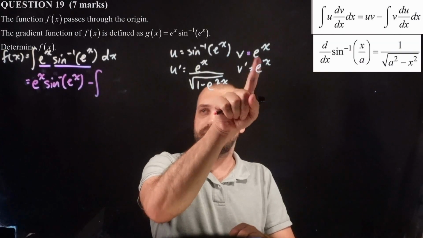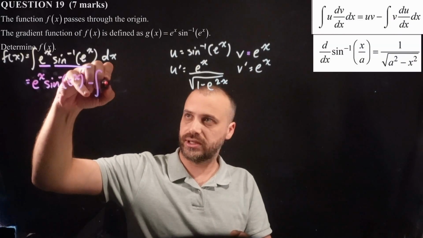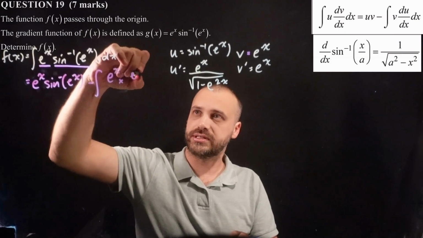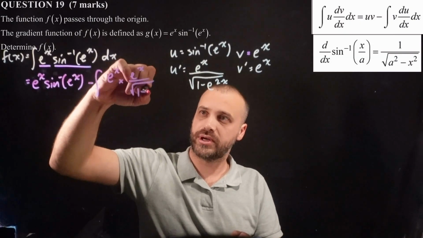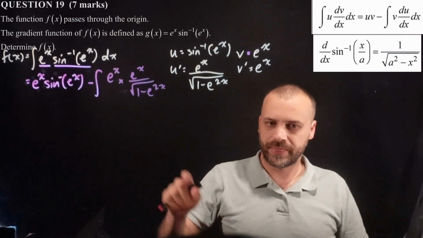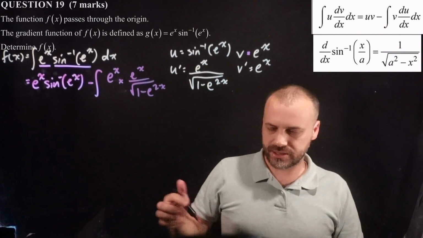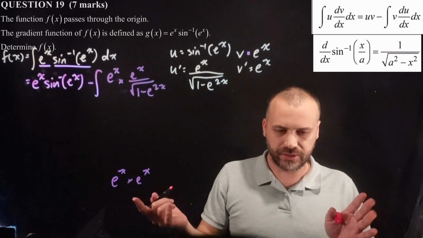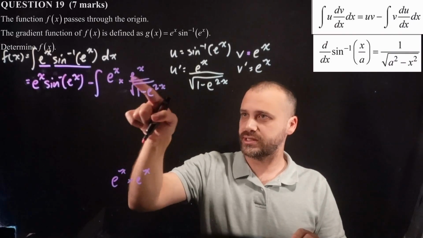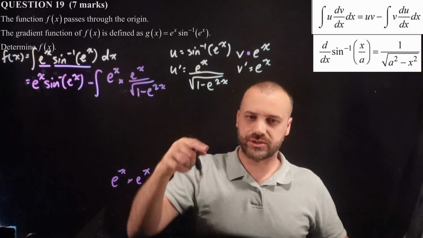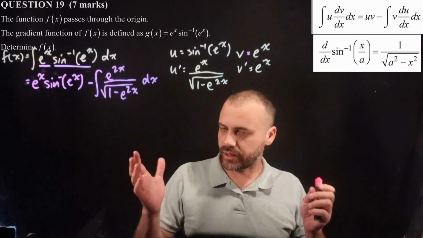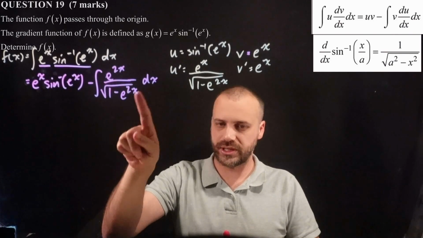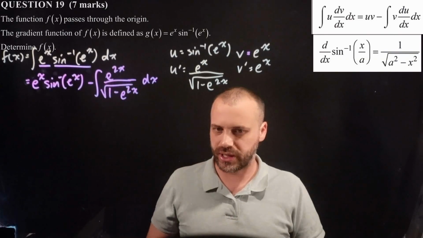So v is e to the x, and then multiplied by all of this, e to the x over root 1 minus e to the 2x. Now e to the x times e to the x, that's e to the 2x. So we can simplify this a little bit and just make it e to the 2x, a single fraction. All right, now it's not really still smooth sailing because this integral here looks like it's going to require some work as well.